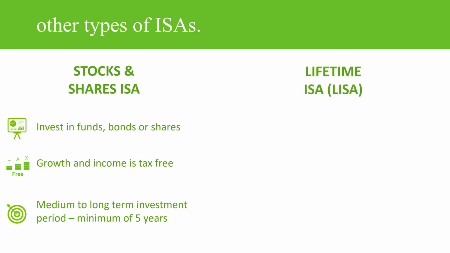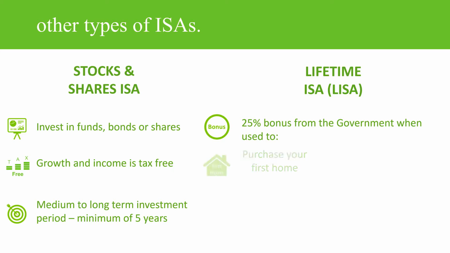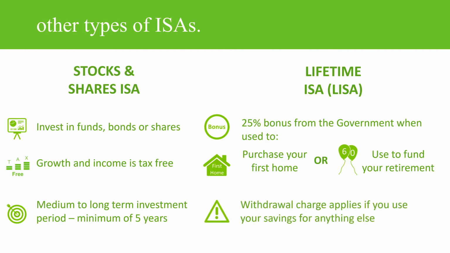In the lifetime ISA, investment returns are tax-free, and in addition, the government pays a bonus of 25% on money you've paid in. Lifetime ISAs are specifically designed to help people fund the purchase of their first home or to use to help fund their retirement from the age of 60. However, charges apply if money is withdrawn at any other time. You must be under 40 years of age to take out a lifetime ISA and cannot save into the account after reaching 50. The annual contribution limit is lower than for other types of ISAs.